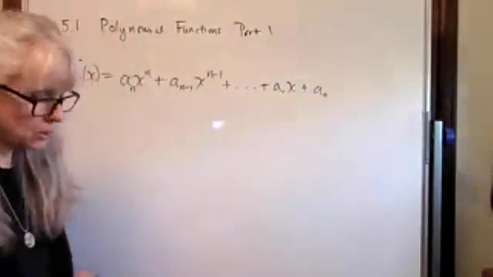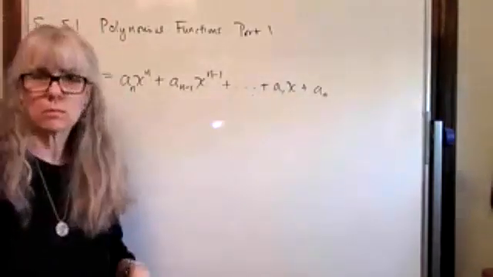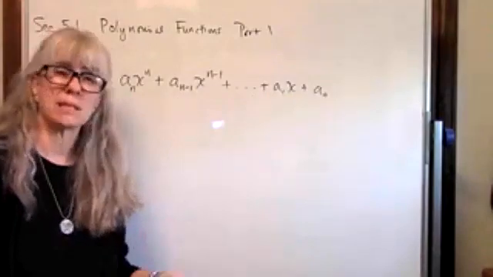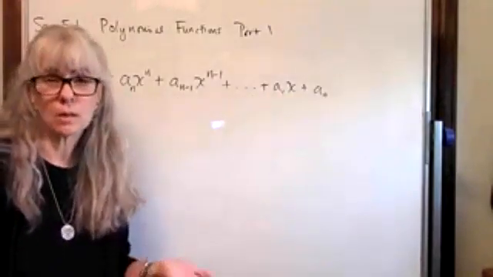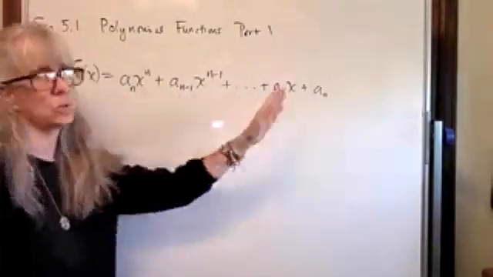So a couple of things to notice about these. First of all, the a's are the coefficients. They can be any number as long as they are real numbers. So they could be fractions, they could be decimals, they could be square roots even, but as long as they are real, so no i's floating around in those coefficients.